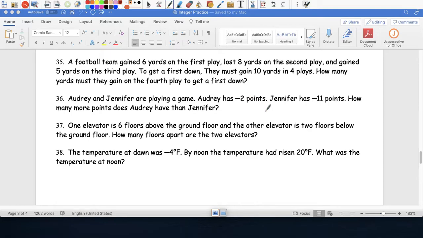An elevator 6 floors above ground, so we'll use that positive 6 there. And the other elevator is 2 floors below the ground, so we're going to write negative 2. So how far are the elevators? So one elevator is at 6, so let's call that elevator A. That's 6. Elevator B, it's at negative 2. How far apart are these two numbers?